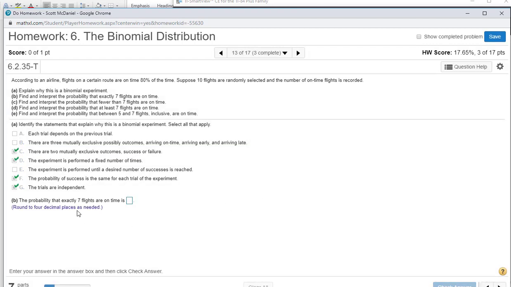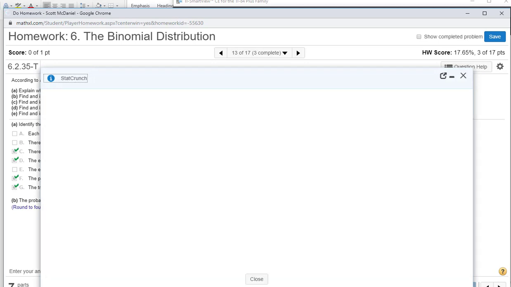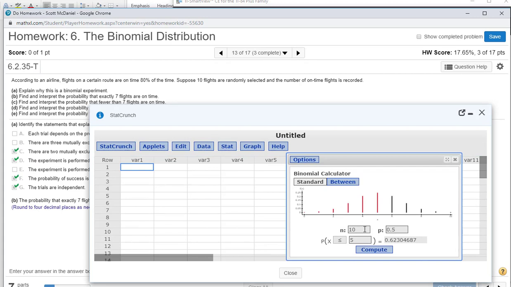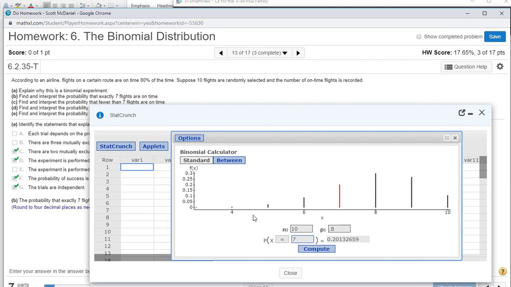Okay, the probability that exactly 7 flights are on time. We're using the calculator for this or StatCrunch. Let's start with StatCrunch. Question help, StatCrunch. I'm going to go to Stat, Calculators, Binomial. We have 10 as N, P is on time, 0.8, and we want exactly 7 flights, so equals 7. And there we are. To 4 decimal places, it's 0.2013.